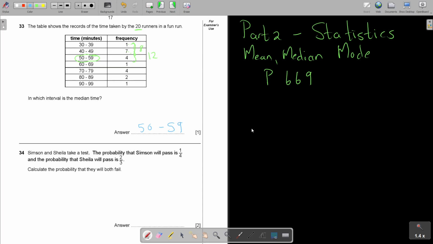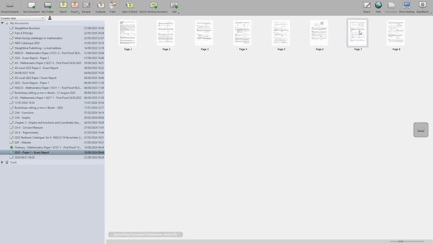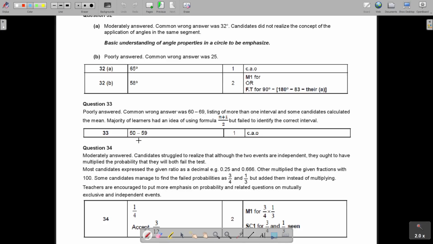Actually not a very difficult question. But again, let's go to the examination report. That was question number 33. Poorly answered. The common wrong answer was listing more than one interval, and some candidates calculated the mean. The majority of learners had an idea of using n plus 1 divided by 2, but failed to identify the correct interval. So 20 plus 1 divided by 2 gives 10.5, so the 10th and 11th one. But it was 50 to 59.